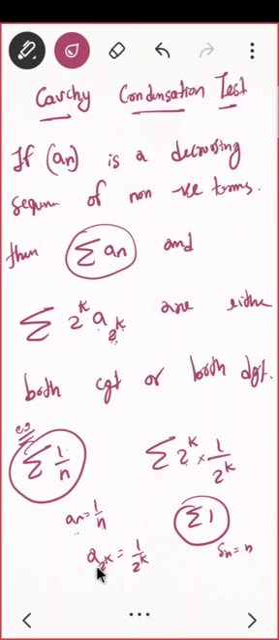See, what will a 1000 be? 1 upon 1000. What will a 10 be? 1 upon 10. Something like that. a 2 raised to k will be 1 upon 2 raised to k. That's it. So I just put 1 upon 2 raised to k in place of a 2 raised to k.